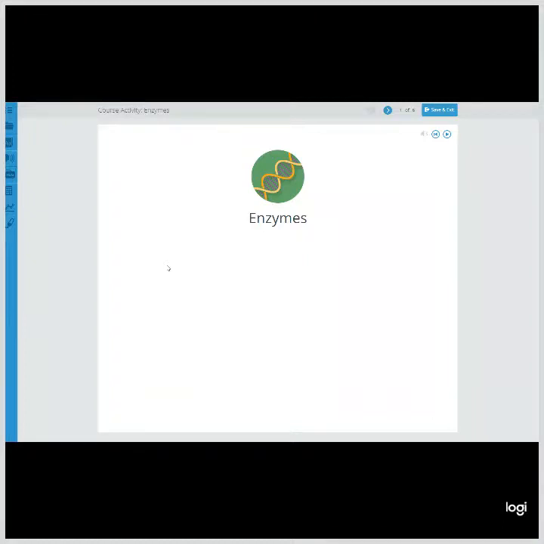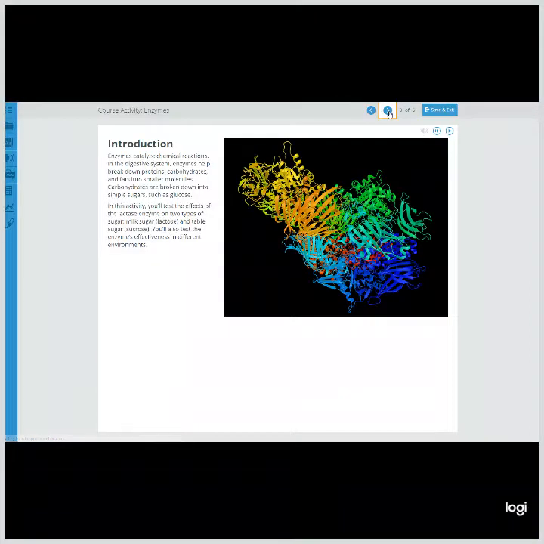Hi, this is Lab 4, Enzymes. We're going to be looking at how enzymes help break apart substances in our digestion process. The objective in this activity: you will conduct an investigation that teaches the effectiveness of enzymes under different conditions.